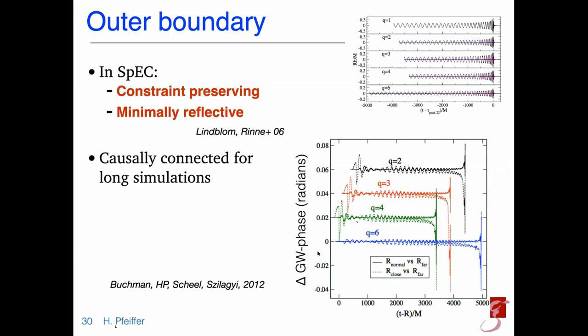But if we now go between our normal radius and a larger radius, you see this deviation becomes even less and is virtually zero all the way to merger, where it goes up and down to plus minus 0.02. And the same feature, that the further out you move the outer boundary, the less impact it has, is true for the other simulations here.